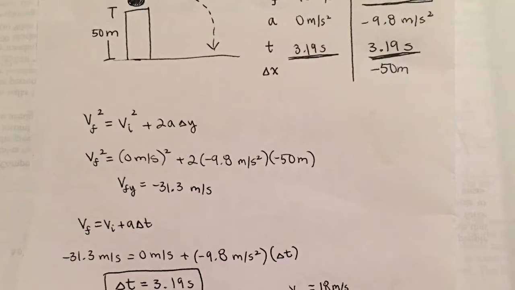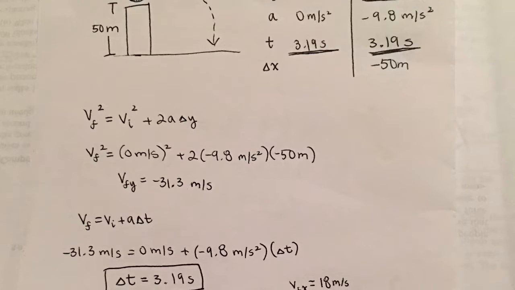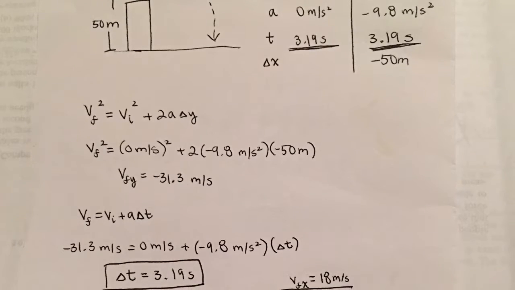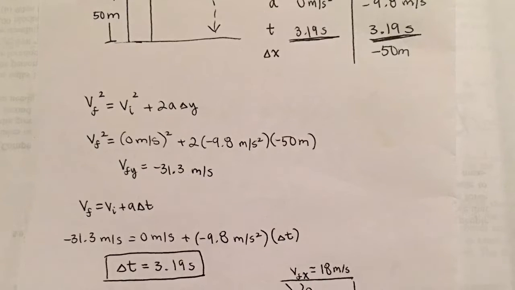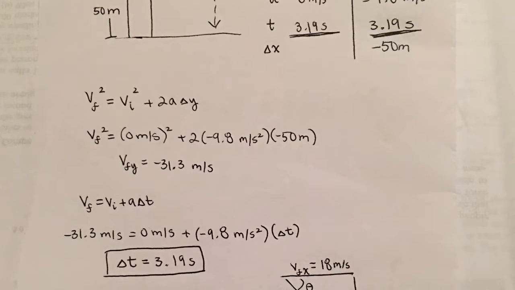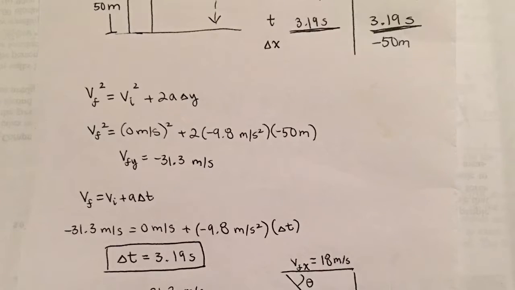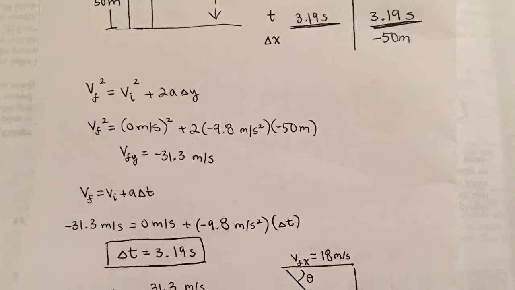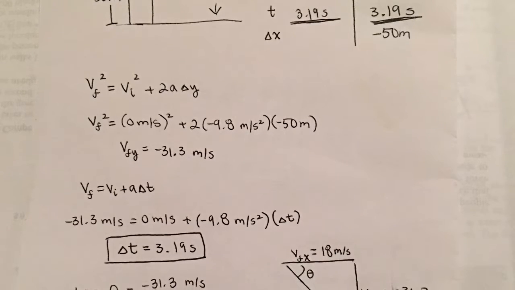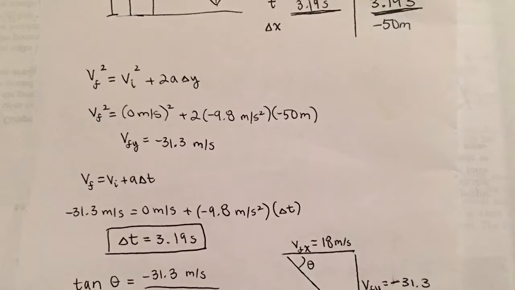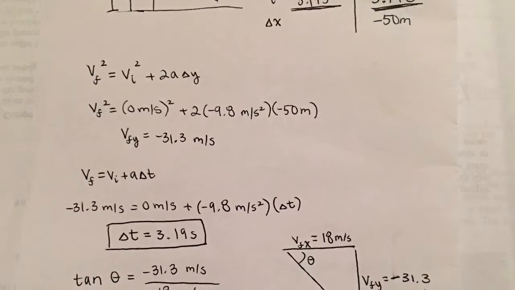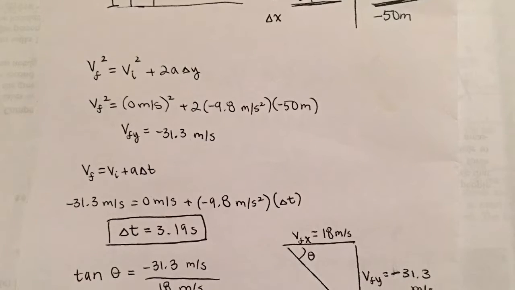Now, to start off the problem, I will be using the equation that I have written below. Final velocity squared equals initial velocity squared plus 2a change in y, because this is for the y direction. By plugging in the values that I have listed in the chart above, you will get that the final velocity is equal to negative 31.3 meters per second.